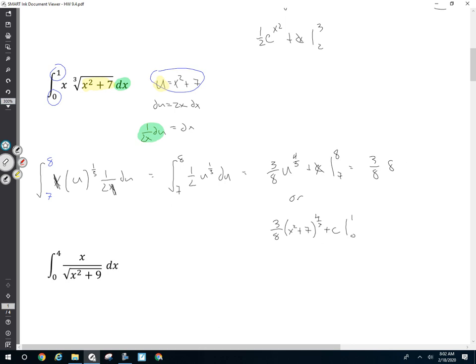But let's just pretend this is like free response. You can leave your answers if they're not easily simplified like this. I'll put this in the same. Either way you do it, you will get 3/8, 8 to the 4/3 minus 7 to the 4/3. 3/8.